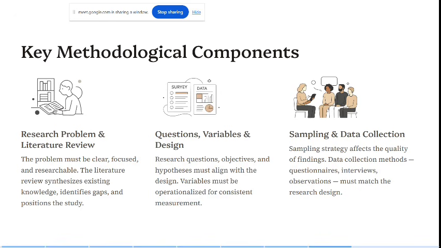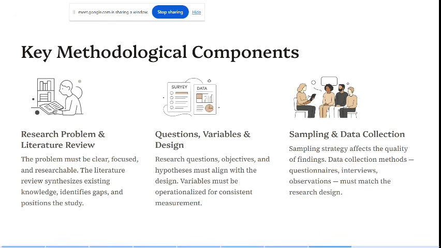Okay, so the problem should be clear and focused and researchable, and we also need to review the literature, synthesizing existing knowledge, identifying some gaps, and positioning our own study. Okay, because most of the time maybe we choose the wrong topic, or a topic that has already been conducted before. So due to that, we need to go through the literature and review it, okay, one by one and professionally.